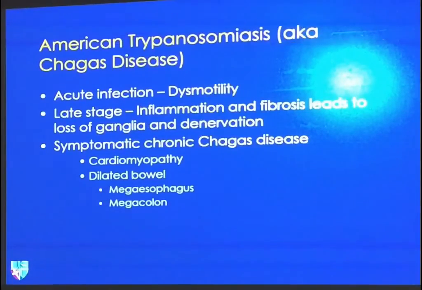Chagas disease. Again, as I've been pointing out, all these things can run in a cycle, and our radiologic manifestations depend on the stage of the cycle. Early on, we see dysmotility as a sign of inflammation within the esophagus. Later on, we see signs of scarring. And down the road, we expect evidence of cardiomyopathy, so we see a big heart, or dilated bowel, commonly either the esophagus or the colon.